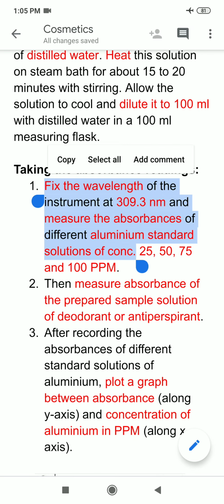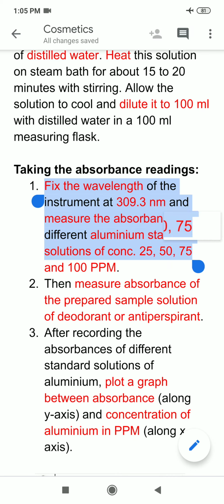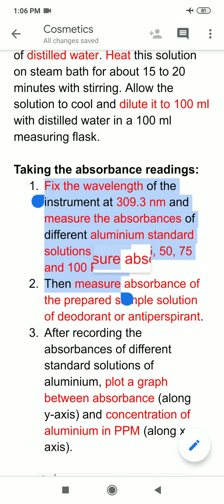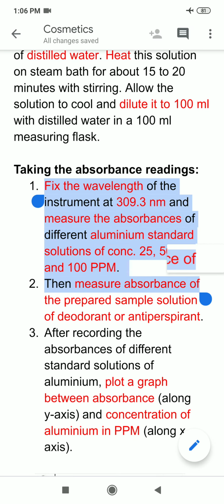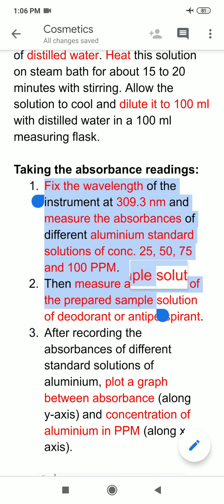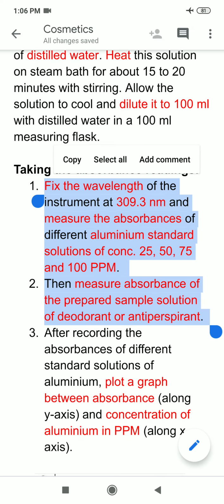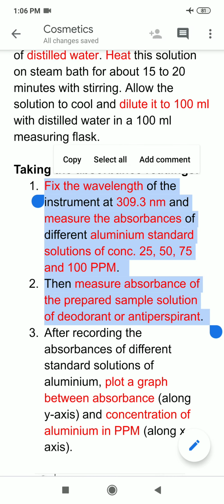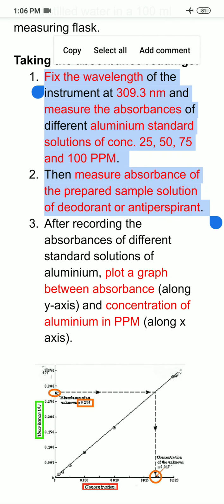What different standard solutions that we prepared earlier, that is 25 ppm, 50 ppm, 75 ppm and 100 ppm. So we will record the absorbances of these different concentrations at 309.3. Then after measuring the absorbances, we need to measure the absorbance of the prepared unknown sample solution of deodorant or antiperspirant. Why unknown? Because you don't know in deodorant or antiperspirant how much aluminium is present. So that is your unknown.